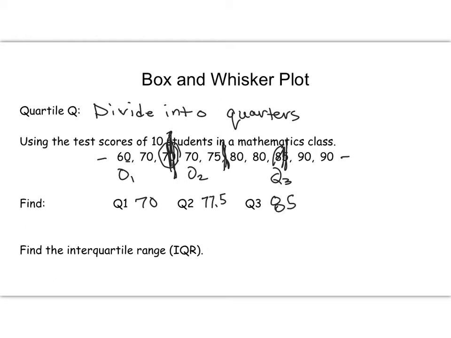So if I have an odd number of data points, it's going to be one of the values. If I have an even number, I have to cut them in half and take the average. So the interquartile range is Q3 minus Q1. In this case, it's 85 minus 70. And that gives me a value of 15.